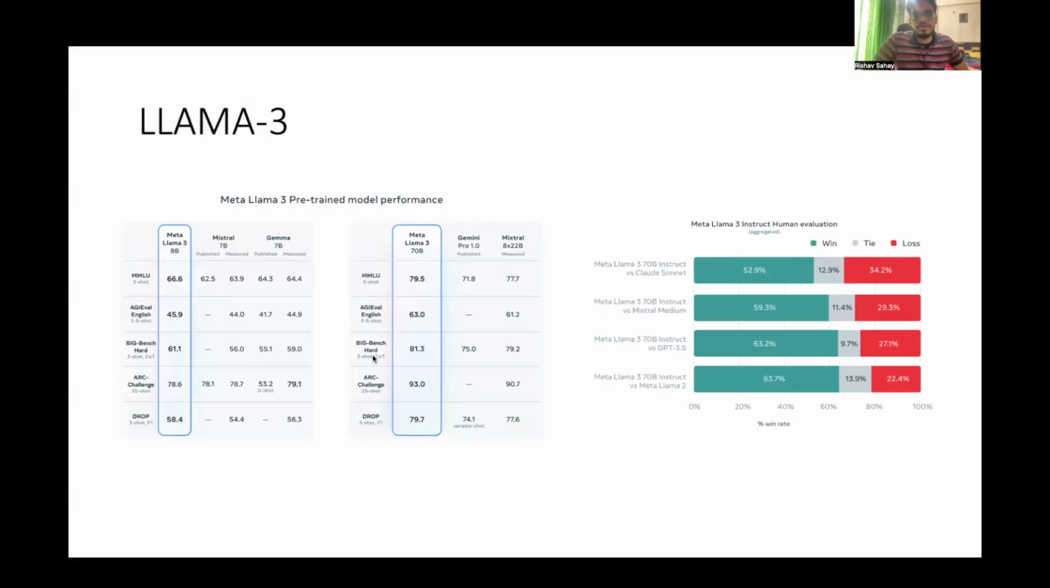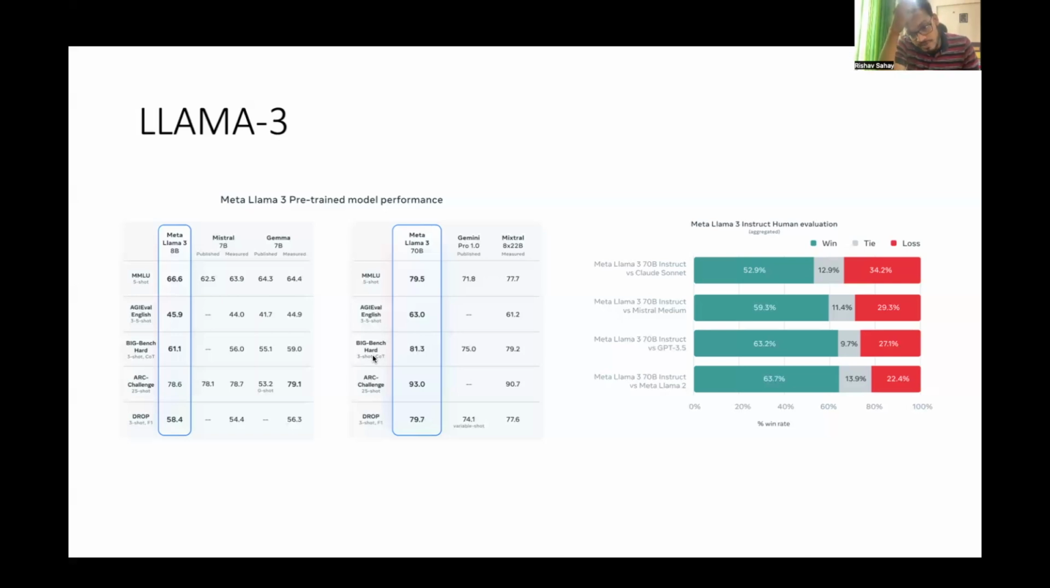So Meta also has released the performance data for the new Llama 3 model, showcasing impressive results across various benchmarks and comparisons. The pre-trained model performance is presented for different sizes. Llama 3 8 billion outperformed Mistral 7 billion and Gemma 7 billion on several benchmarks, including MMLU, AGI Eval, Big Bench Hard, ARC Challenge, and Drop. Llama 3 70 billion shows even more substantial improvements, surpassing Gemini Pro 1.5 and Mixtral 8x22 billion on the same benchmarks.